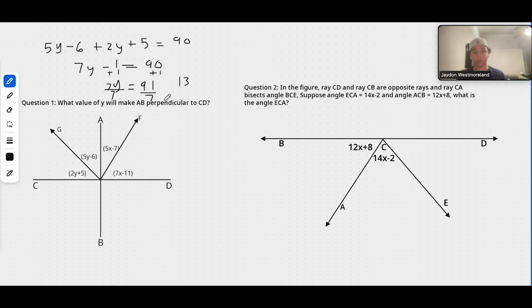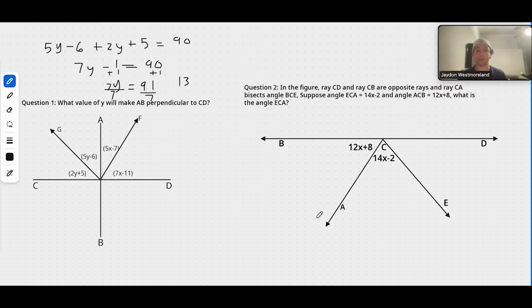All right. Now, second question here. In the figure, ray CD and ray CB are opposite rays. So in other words, it's a straight line. And ray CA, this one right here, bisects angle BCE.